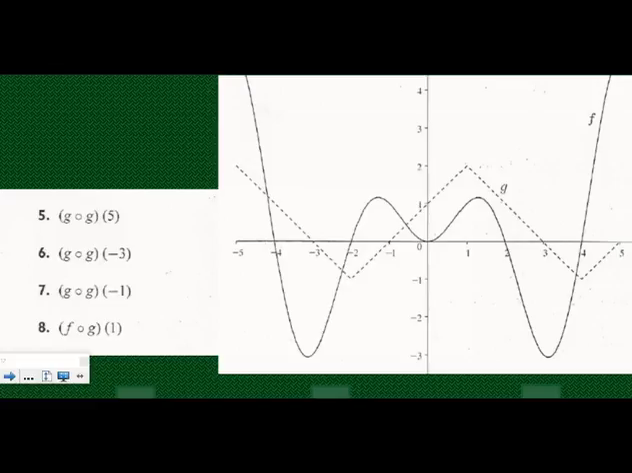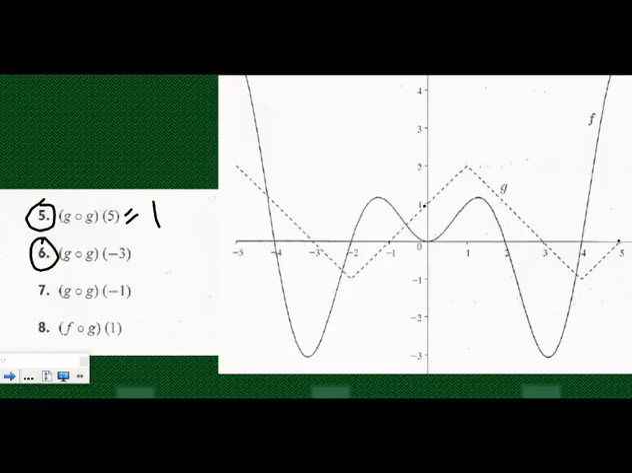Okay, here's a new set, 5, 6, 7, and 8. Let's see if you can find number 5. g composed with g of 5. Graphically, g composed with g of 5. First we find g of 5. Here it is. When x is 5, g is 0. And then find g of 0. g of 0 is 1. So we say 1.